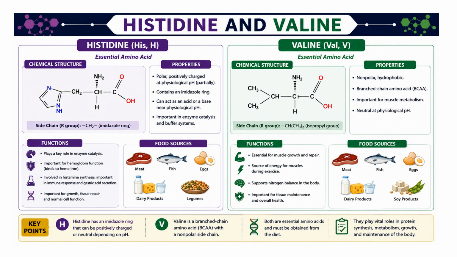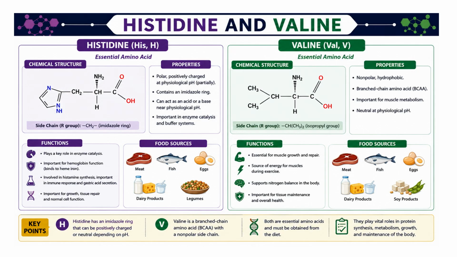Dietary sources include meat, fish, eggs, dairy products, and legumes. Valine has a branched, nonpolar hydrophobic side chain, CH(CH3)2. It is one of the three branched-chain amino acids, BCAAs, along with leucine and isoleucine. Valine is required for protein synthesis, muscle metabolism, and tissue maintenance.